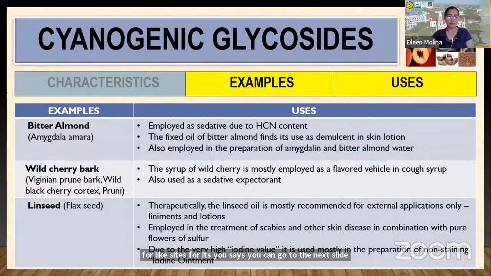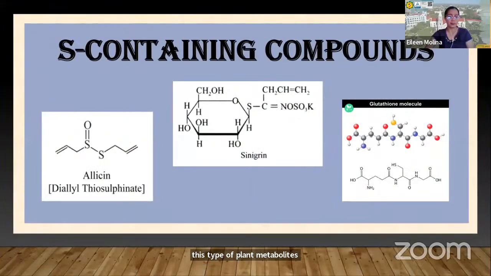We have here specific examples and the corresponding uses of this type of plant metabolite. For the sulfur-containing compounds, I have just enumerated 3 examples: allicin, sinigrin, and the glutathione molecule. Allicin is found in garlic. Sinigrin, on the other hand, is found in black mustard seed.